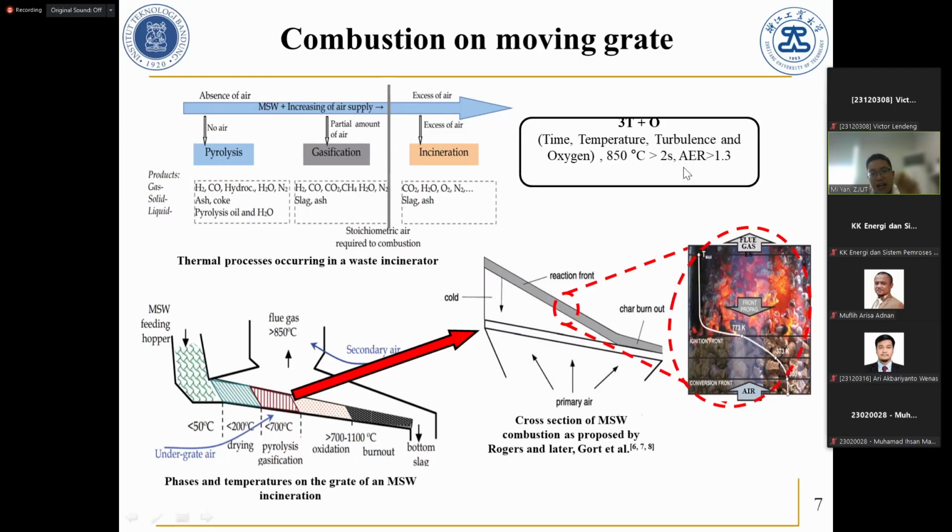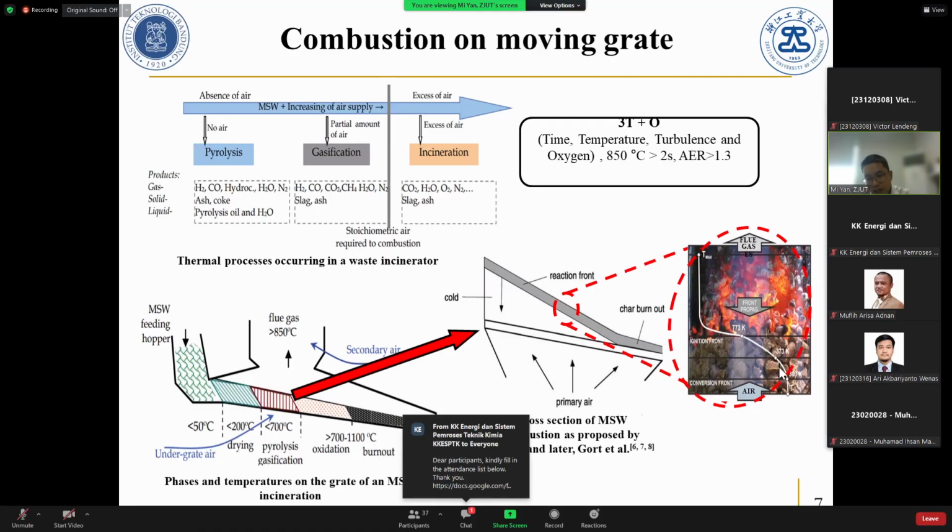AER means the air excess ratio. So roughly for the grate it is 1.3, and for CFB it is a little smaller. But for CFB, the flue gas velocity is quicker. We can also see from the vertical view, from this side, that on the surface is combustion, and in the middle of the bottom is still raw MSW or drying. So these are the different phases.